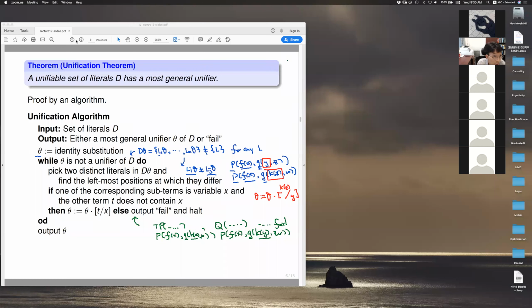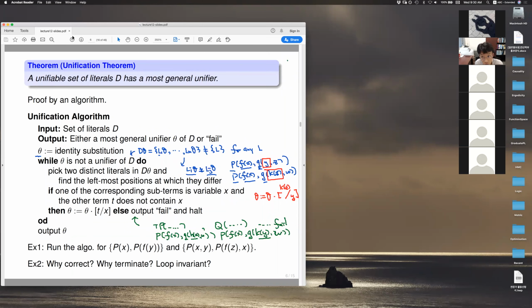And now here are two exercises I want you to do. The first exercise is to run this algorithm for these two examples. In one case, the set D is P of X and P of F of Y. In the other case, D is P of X comma Y and P of F of Z comma X. Run the algorithm. In both cases, the algorithm succeeds and returns the most general unifier. Try to compute the most general unifier by running this algorithm.